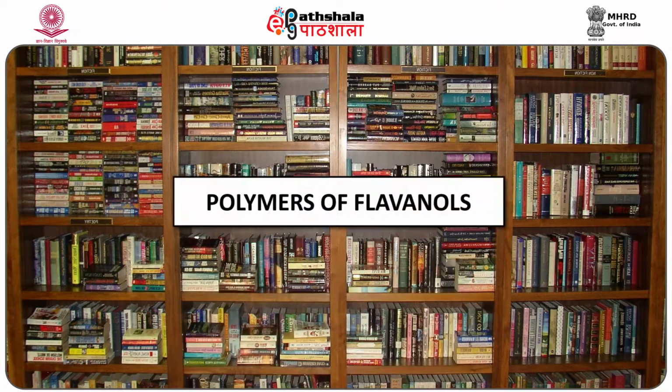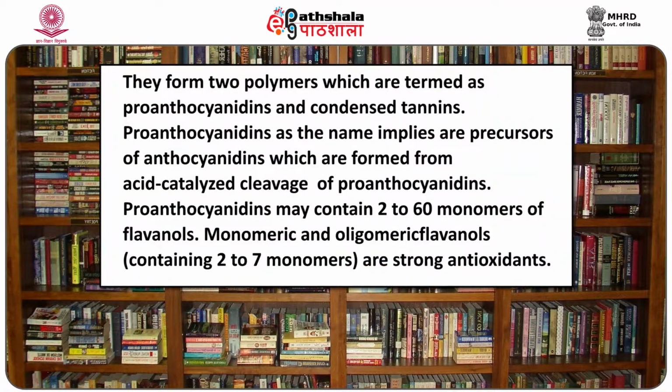Let me come to polymers of flavanols. An important feature of flavanols, particularly of catechin and epicatechin, is their ability to form polymers. They form two polymers which are termed as proanthocyanidins and condensed tannins. Proanthocyanidins, as the name implies, are precursors of anthocyanidins, which are formed from acid catalyzed cleavage of proanthocyanidin. Proanthocyanidins contain 2 to 60 monomers of flavanols.